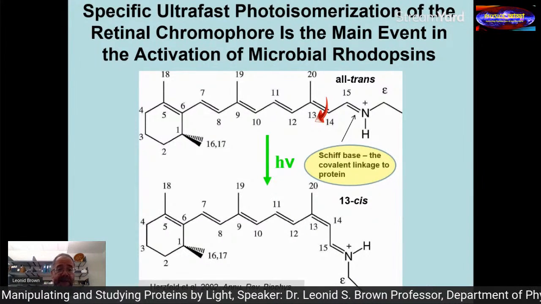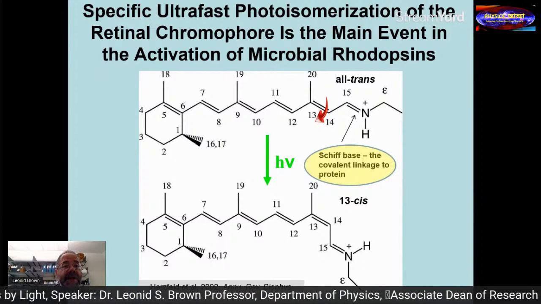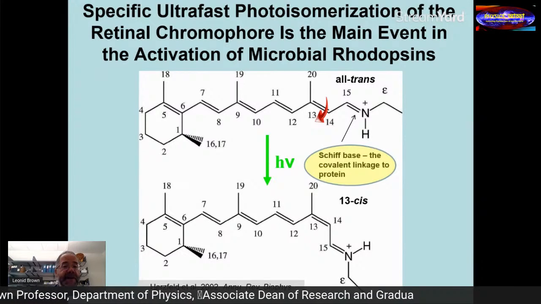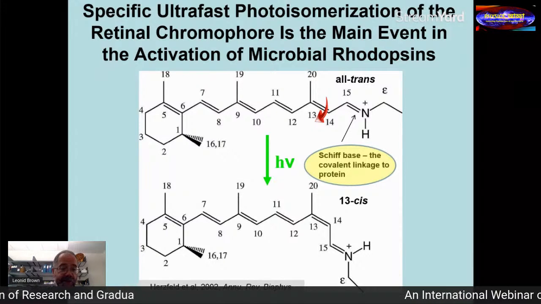Very interestingly, upon light absorption, the shape of retinal changes. It rotates around the C13-C14 bond very quickly, and this is the act of energy storage.